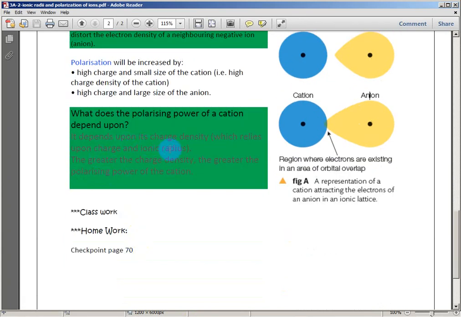What does the polarizing power of a cation depend on? It depends on its charge density, which relies upon the charge and ionic radius. The greater the charge density, the greater the polarizing power of the cation. Okay.